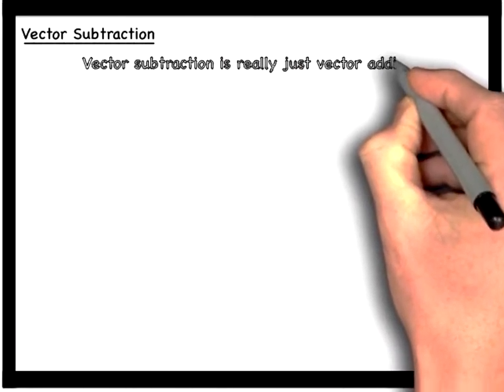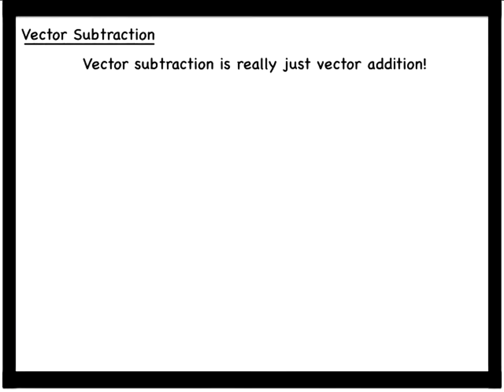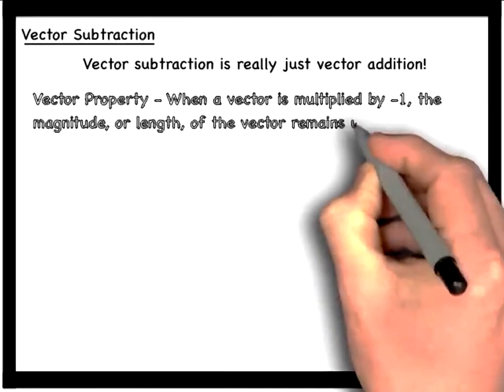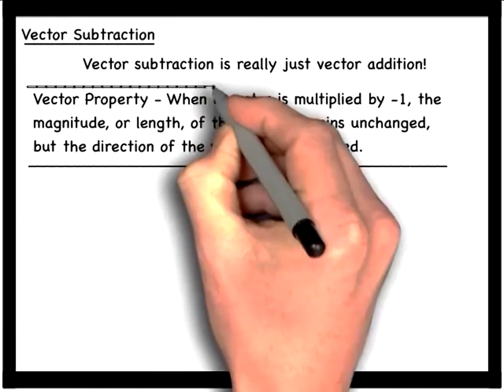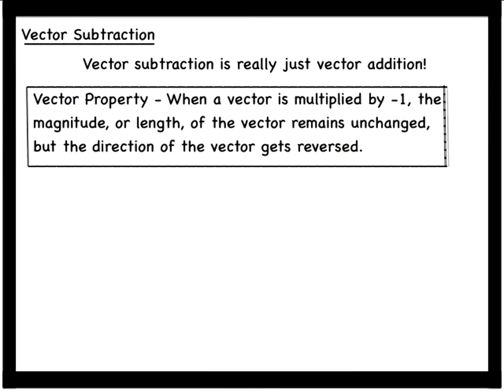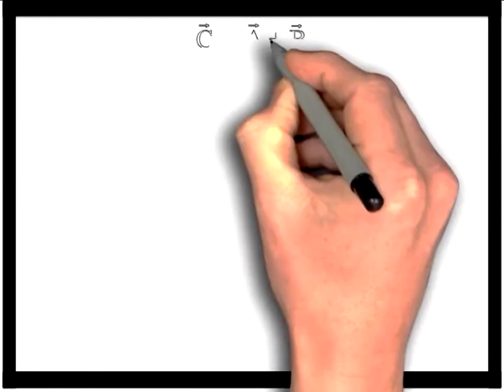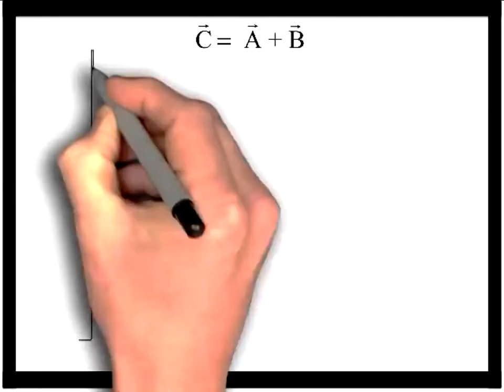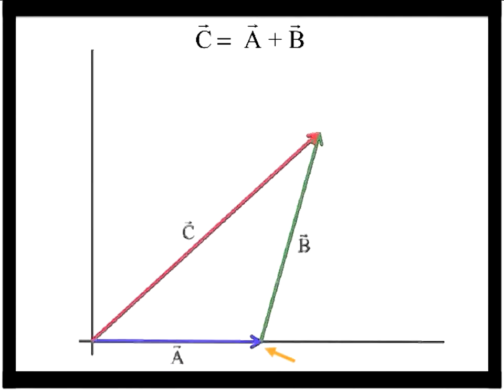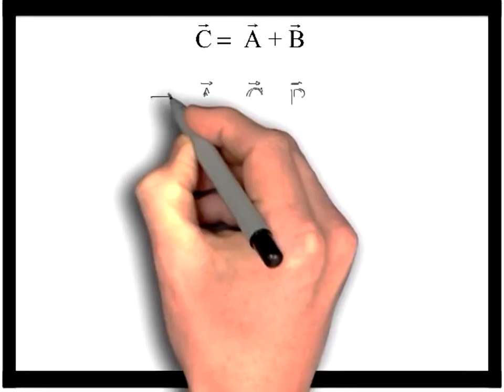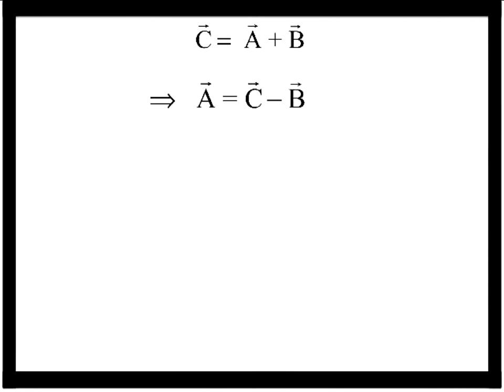The nice thing about vector subtraction is that it's really just vector addition, where we take advantage of the following properties of vectors. When a vector is multiplied by -1, the magnitude or length of the vector remains constant, but the direction of the vector is reversed. Consider the following example where vector c is equal to vector a plus vector b. Notice that vector a and b are drawn tail to head, and the resultant vector c is drawn from the tail of the first vector to the head of the last one. We could solve the above equation for vector a by subtracting vector b from each side. Thus, vector a is equal to vector c minus vector b, which is an example of vector subtraction.